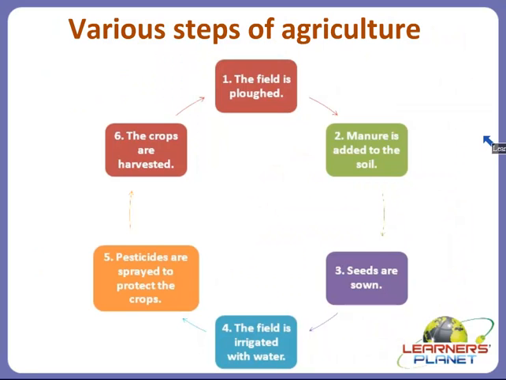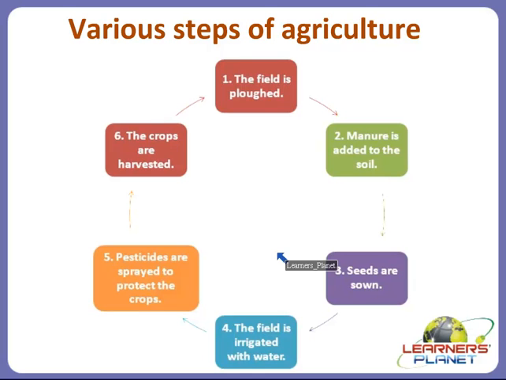Now we are going to study the various steps of agriculture. Children, this is just an outlook of the steps of agriculture. First of all, we will read and go through this flow chart, and then we will study the steps of agriculture in detail, right?